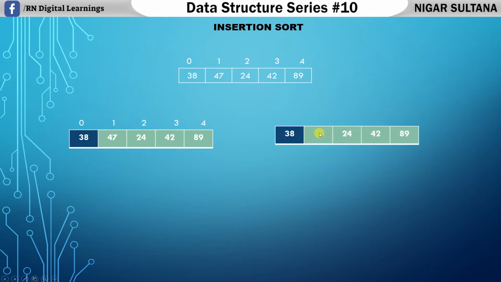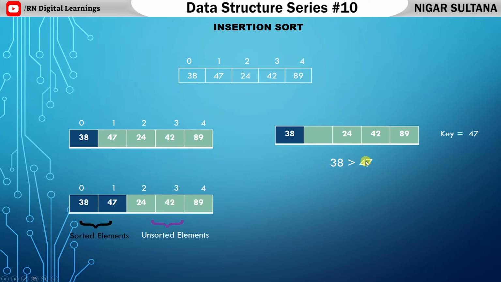Here 47 is my key. This key will be compared with 38. 38 is the only element present in the sorted array. This 38 is compared with 47. Is 38 greater than 47? No, it's not true. So what I'll be doing? I'll be placing this 47 into the sorted elements. Now 38 and 47 will be considered the sorted elements.